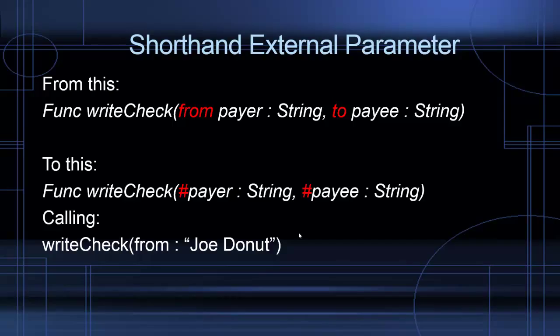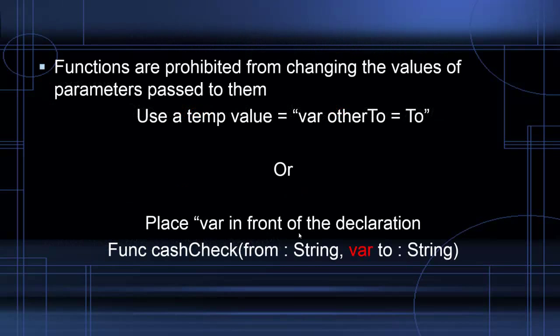Me personally, I like the from and to because it makes it a lot easier to read. The hashtag thing, when they're both hashtags, I don't know, it doesn't work for me. Alright, moving on. So functions are prohibited from changing the values of parameters passed to them.